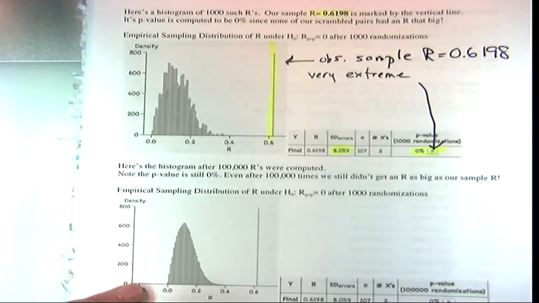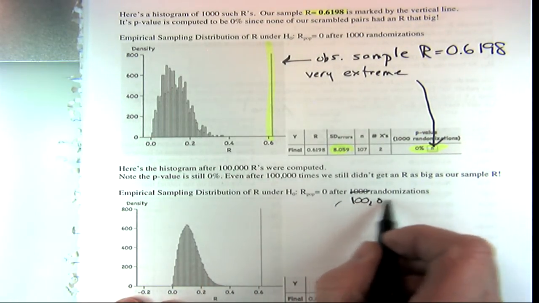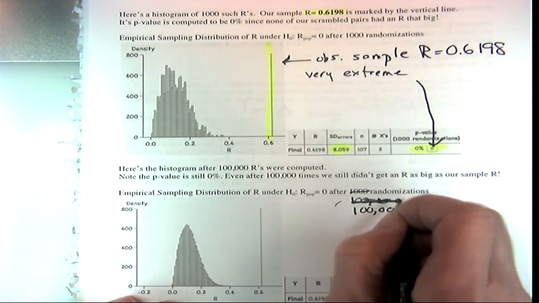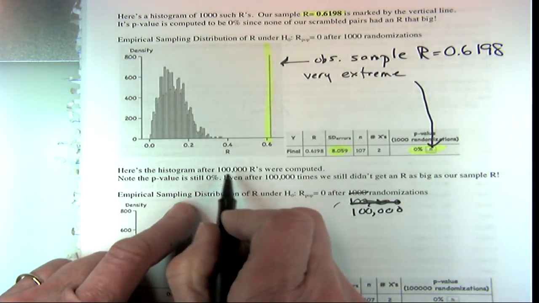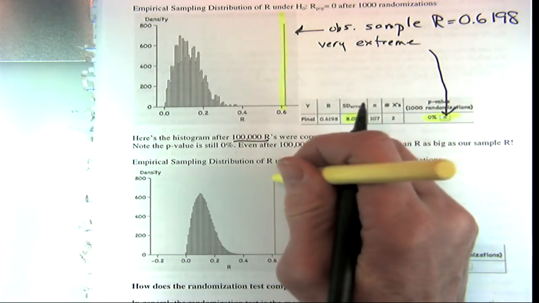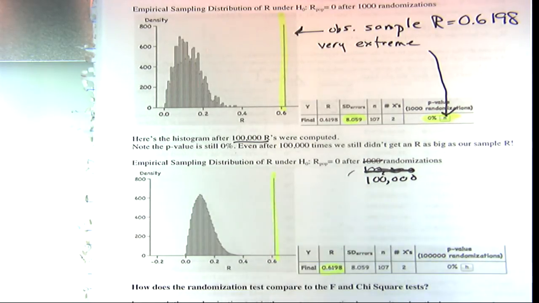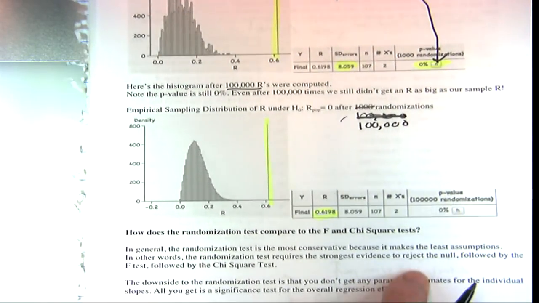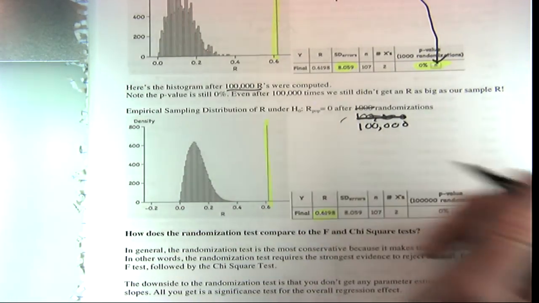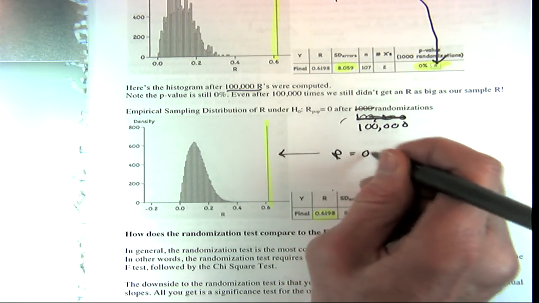And I did it more and more times. After 100,000 randomizations, that's a typo. See, it's smooth. And I still didn't get anything even close. Okay, so that's the idea. That's our R.